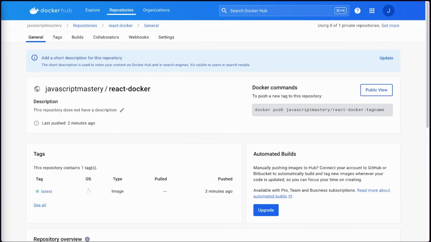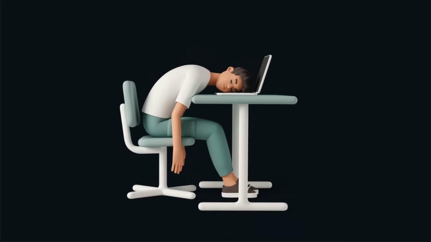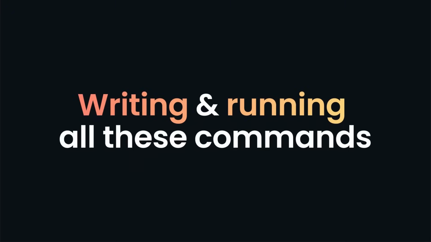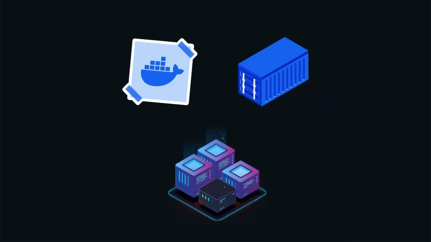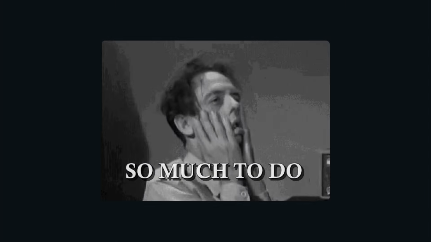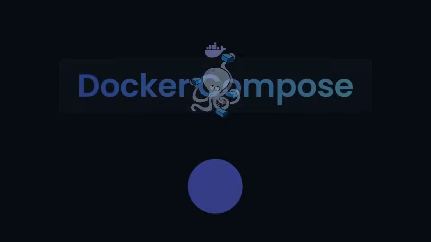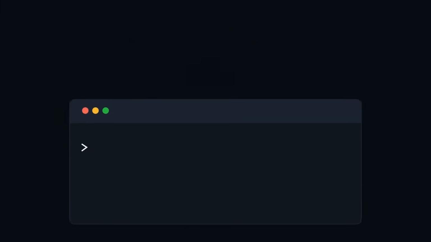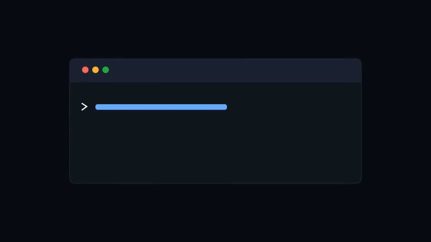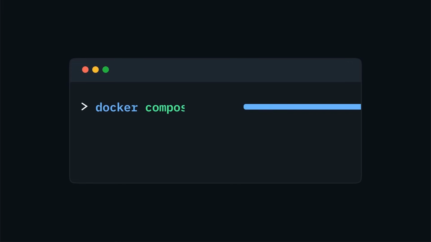But now that you know the basics, let's find a more efficient way of Dockerizing our applications. Oh yeah, developers are lazy. So writing and running all of these commands for building images and containers and then mapping them to host is just too much to do. But it's not the only way. We can improve or automate this process with Docker Compose and run everything our application needs to run through Docker using one small single command.